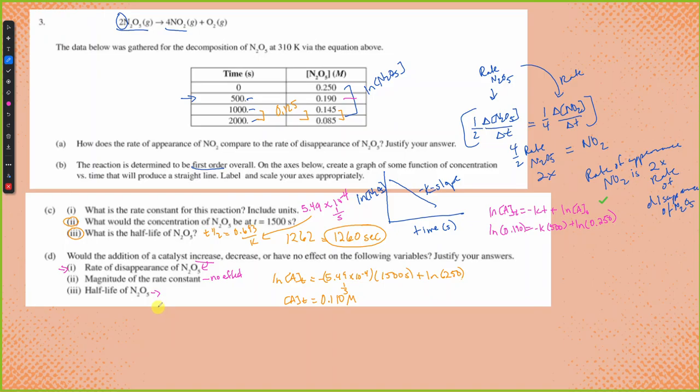It's going to take less time, but it's still going to be a constant half-life because it's first order. It's just going to take less time to get to the halfway mark, which would be the 0.125 concentration, since the reaction is moving faster. So I would say yes, this one would decrease the half-life. So this would increase the rate of disappearance, have really no effect on the rate constant, and decrease the half-life.